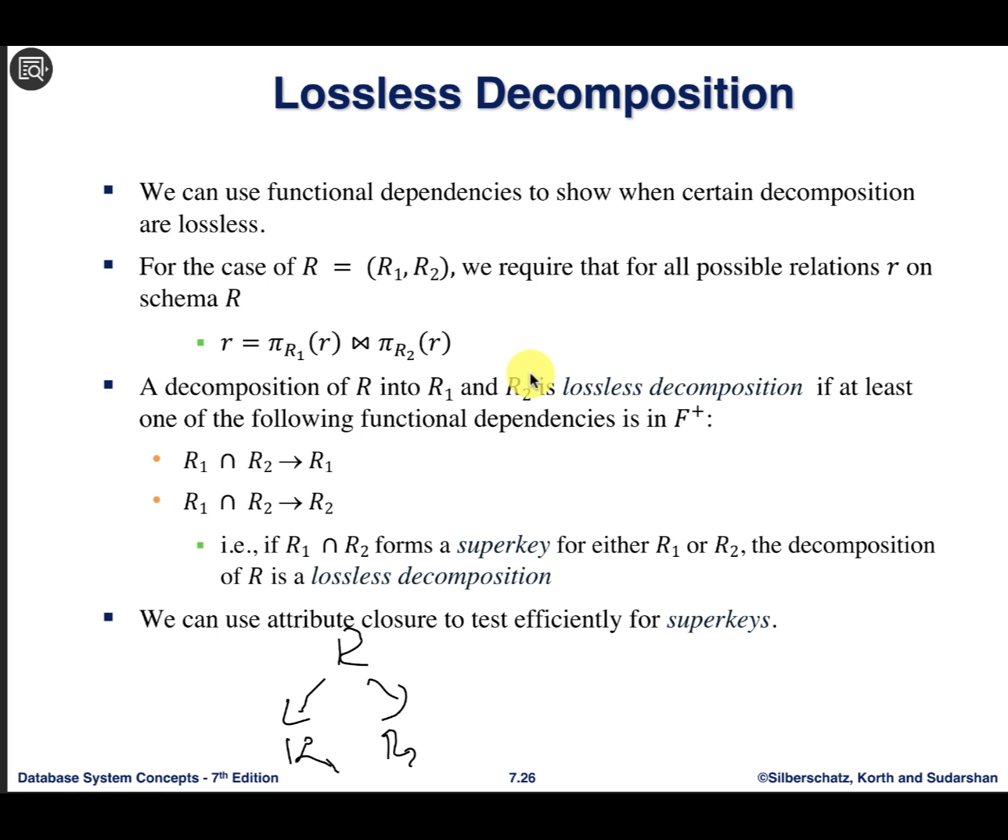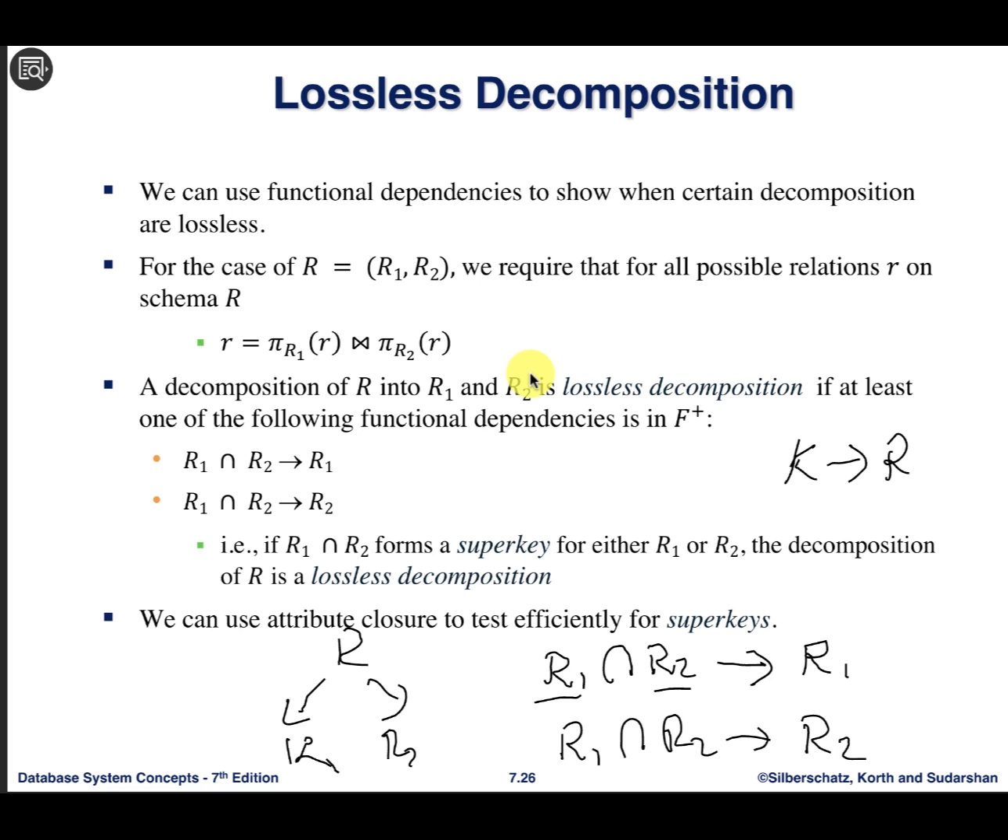To check this, you take R1 intersect R2 and look at the common attributes, and see whether it identifies R1, or R2, meaning it is a key in the relation R1 or R2. Remember we said K is a key of the relation R. This is the definition of functional dependency. We define this.